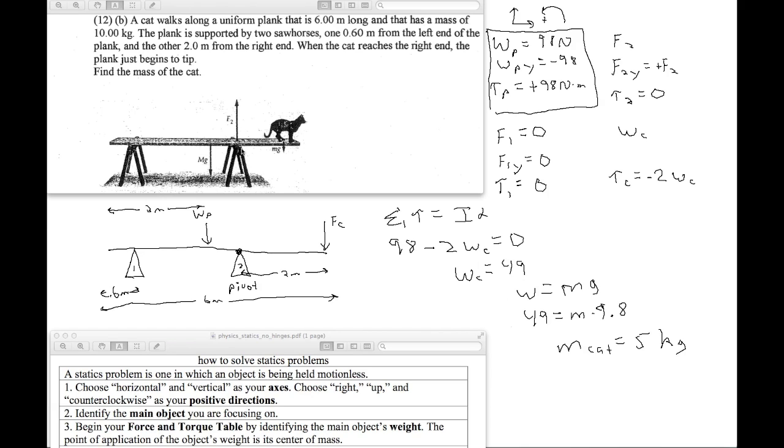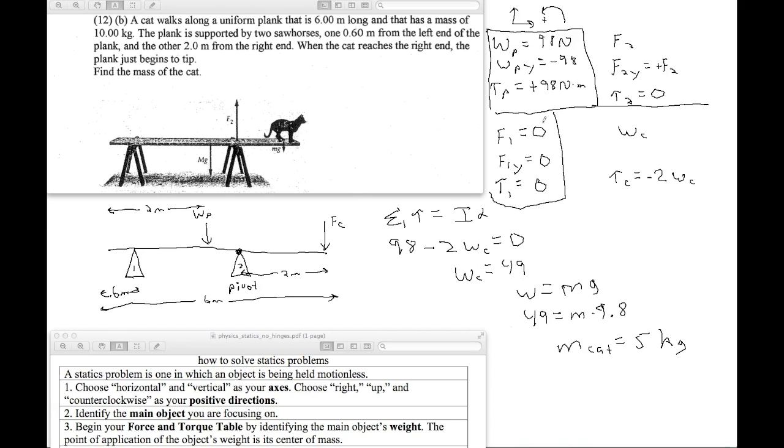That's just common sense, because they said it was going to begin to tip. Well, our common sense tells us that if the cat is making a tip, the cat would make a tip around the right-hand fulcrum. So that was a good choice. In this case, we really had to choose number 2 as the pivot. And then the key here that a lot of students wouldn't get is that since we're just beginning to tip, we're losing contact with fulcrum 1. So this would be 0.